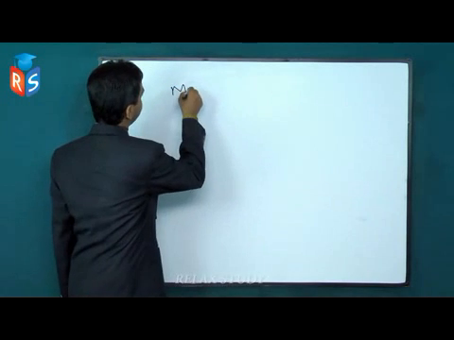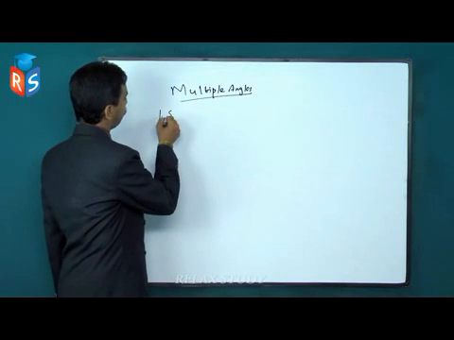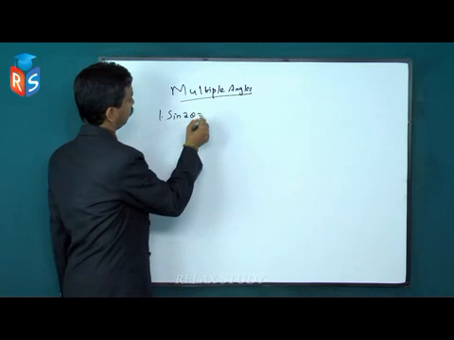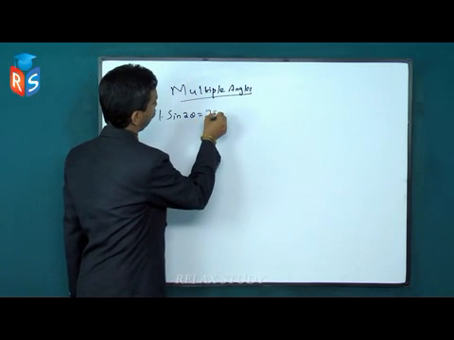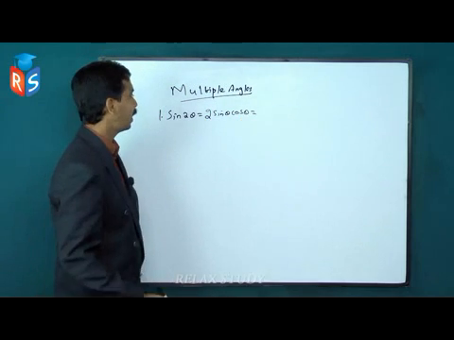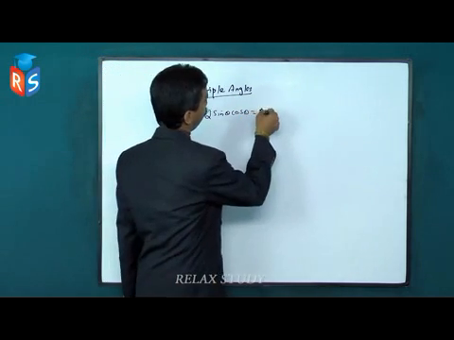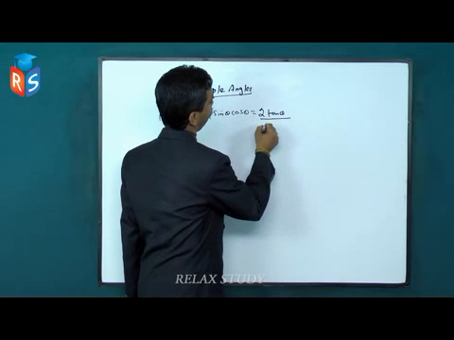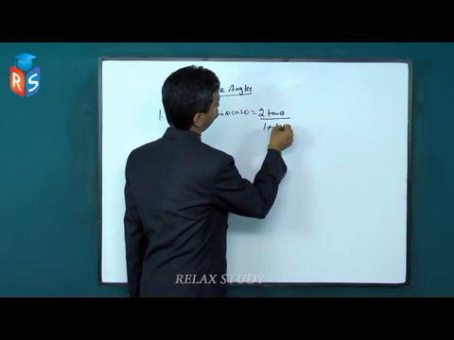Next, multiple angles. First one, sin 2 theta equals 2 sin theta cos theta. Also it has another value in terms of tan theta: 2 tan theta divided by 1 plus tan square theta.